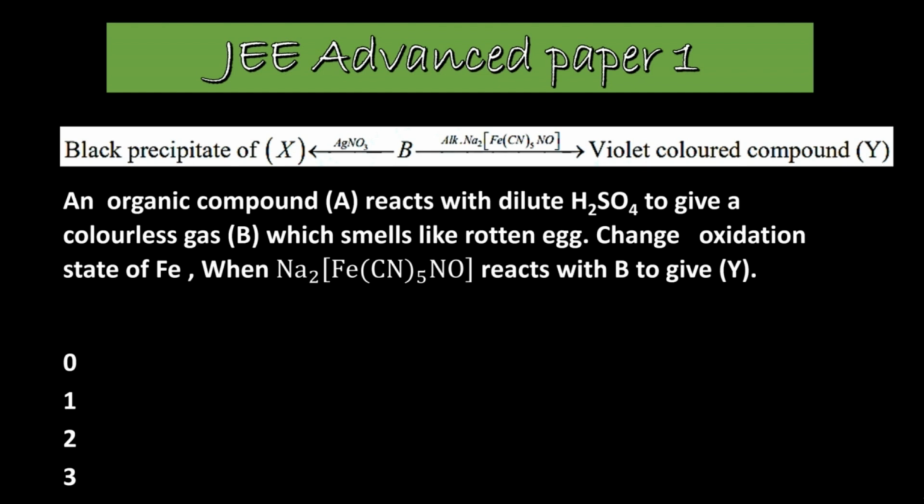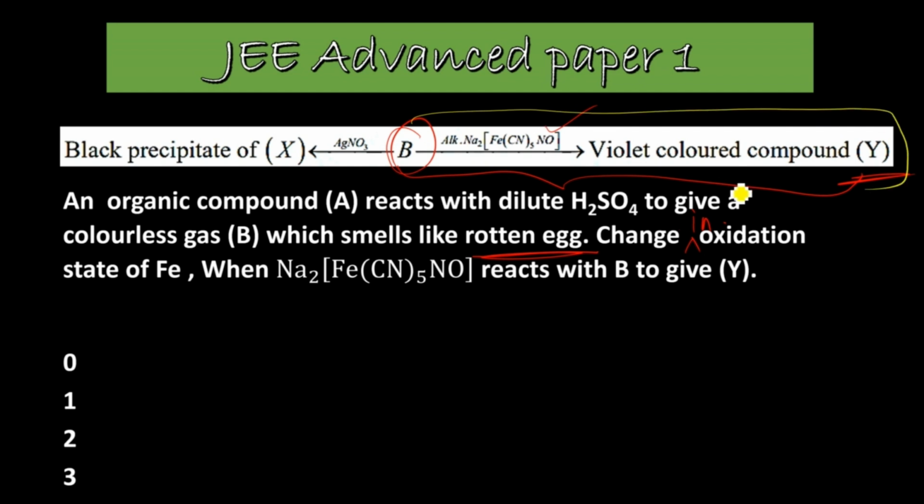Okay, fine. Let's get started with the first question. The black precipitate of X, which we are getting from B, and then B is reacted with sodium complex to give violet colored compound Y. An organic compound A reacts with dilute H2SO4 to give a colorless gas B, which smells like rotten egg. The question: change in oxidation state of Fe when it reacts with B to give Y. Cool. So our main concern of this question is only this part.